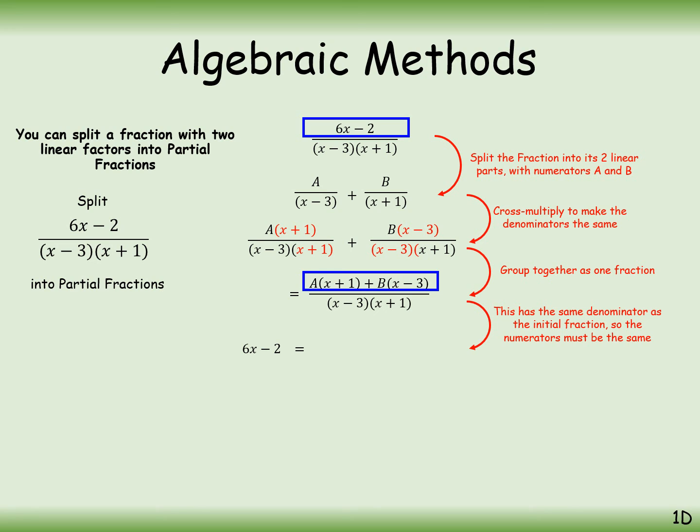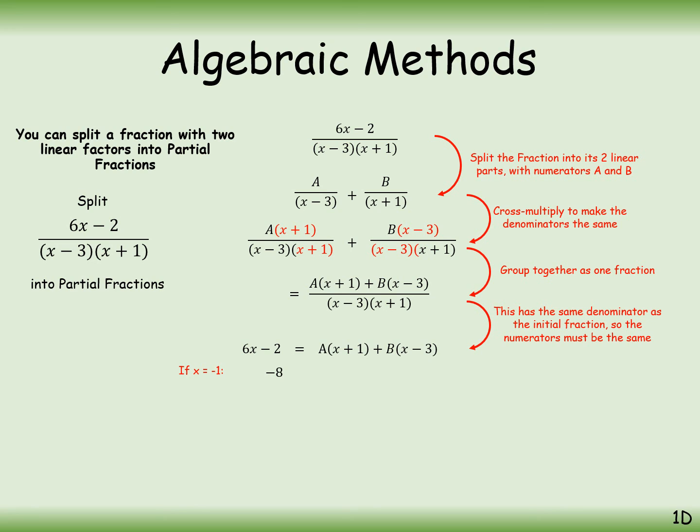Okay, so now we said that this fraction is equal to that, and we could see that has a common denominator. So if we just times both sides by x minus 3 and x plus 1, the denominators will cancel out. So we could simply say 6x minus 2 is actually equal to a(x plus 1) plus b(x minus 3).